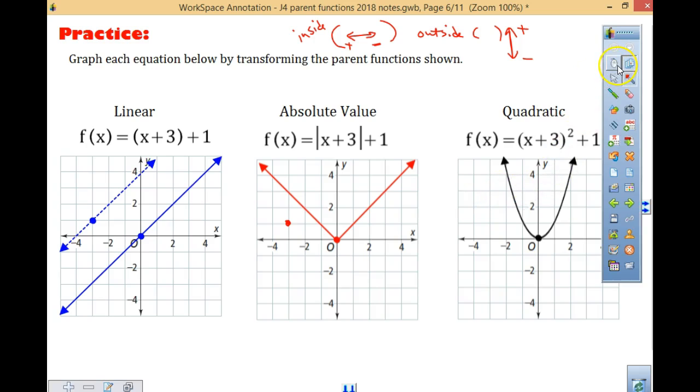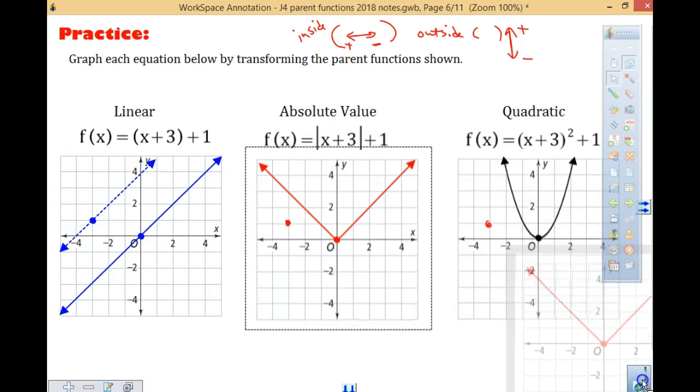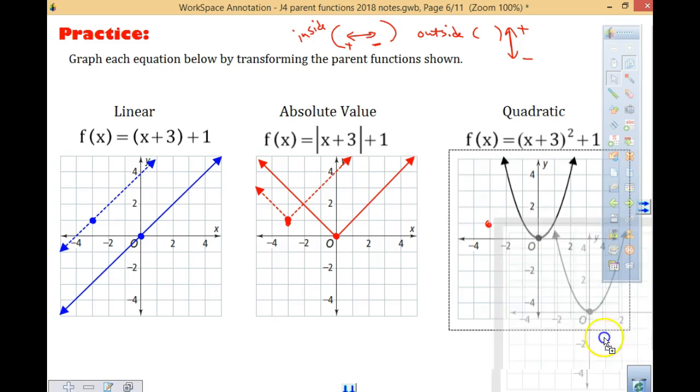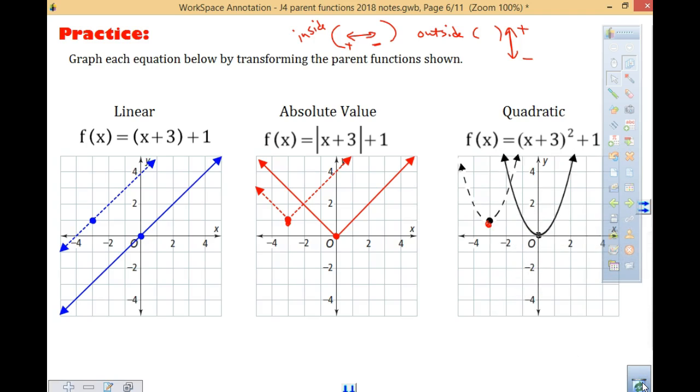Last one. Where's our new vertex going to be? -3, 1. So as you look at those, the shapes will always kind of be the same then, as we look at them. It's moving the vertex. Today when you do your homework, that's what you want to be thinking of, is what they are telling you as we move that. Okay?